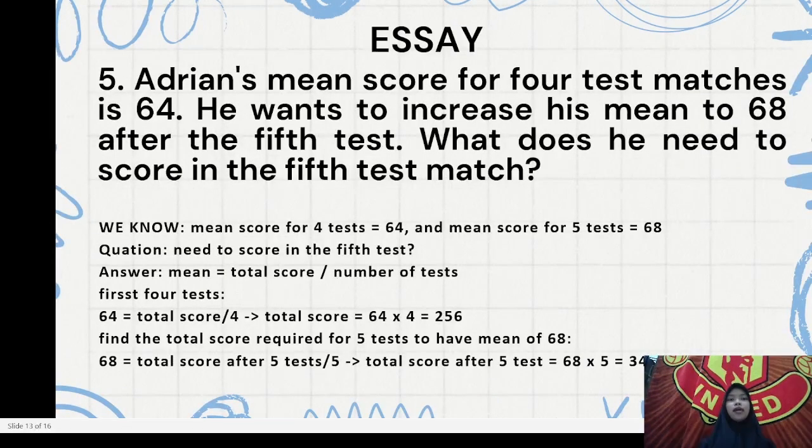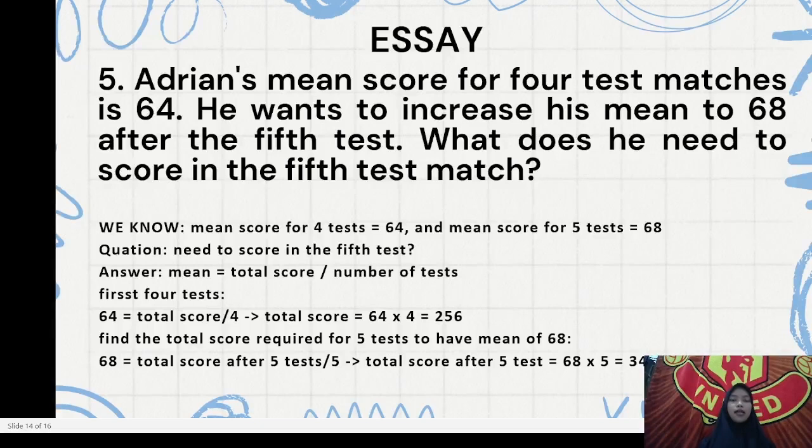5. Adrian's mean score for four test matches is 64. He wants to increase his mean to 68 after the fifth test. What does he need to score in the fifth test match? We know the mean score for 4 tests is 64 and the mean score for 5 tests is 68. Equation: the score needed in the fifth test.